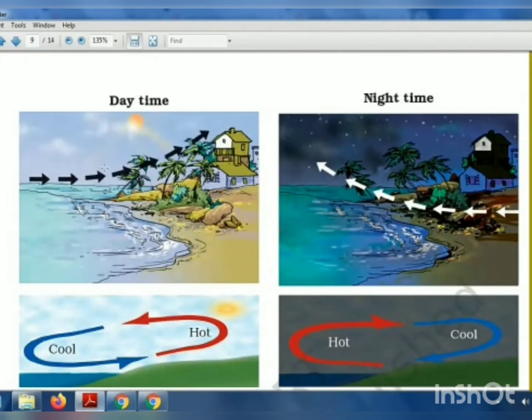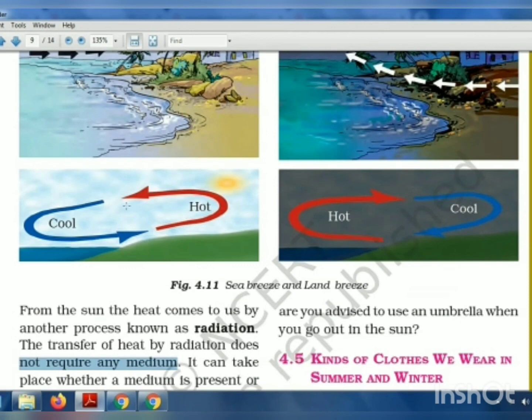So in this figure, as we had discussed about the sea breeze and the land breeze, we'll just go through this picture. In the daytime, you can see the cool air moves from the sea to the land. But at night, the same cool air moves from the land to the sea. The same thing is explained here in the next picture also.